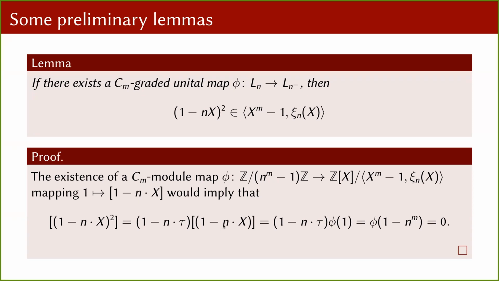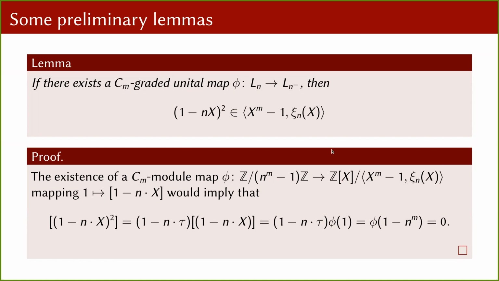And then by hypothesis, this element here is the image of the distinguished element of this group, which was 1. And once again, by the Cm linearity, we can write 1 minus n tau inside the parentheses, and that is 1 minus n to the m, which is the order of the group up to a sign, of course. So at the end of the day, that shows that this class here must be 0, and so the element itself must belong to the ideal.